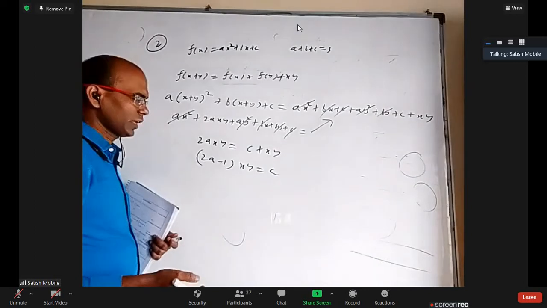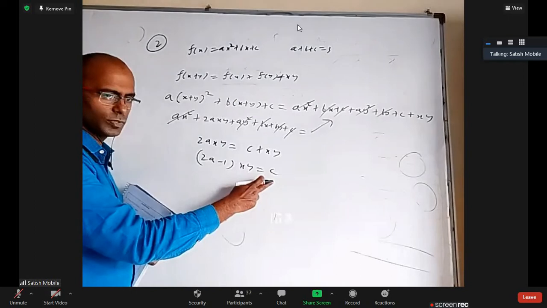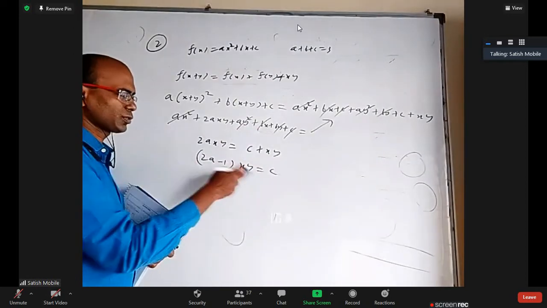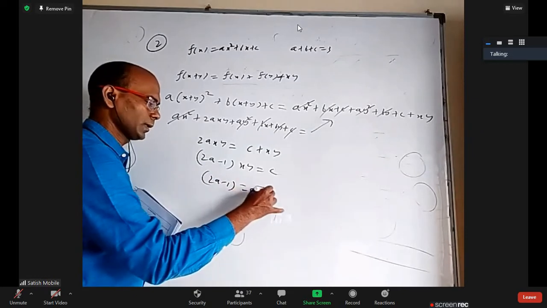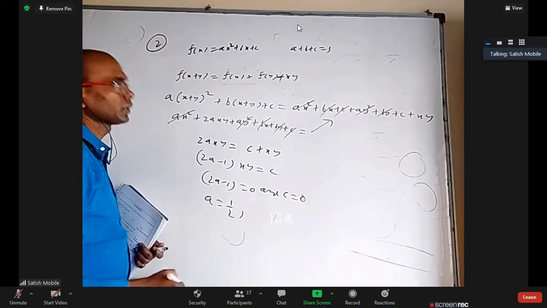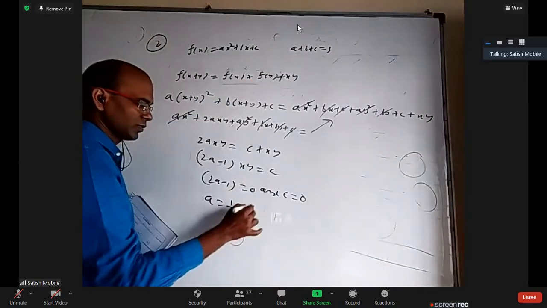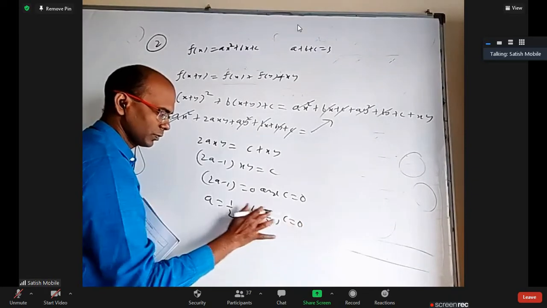Whatever x and y you take, it should be 0, means this should be 0, this should be 0, because if you take x 0, for example, c will come 0. And when c is 0 and take x as 2 and y as 3, this should be 0. So we'll get 2a minus 1 equal to 0 and c equal to 0. You'll get a equal to 1 by 2. But a plus b plus c equal to 3, so from that you'll get b equal to 5 by 2 and c equal to 0.